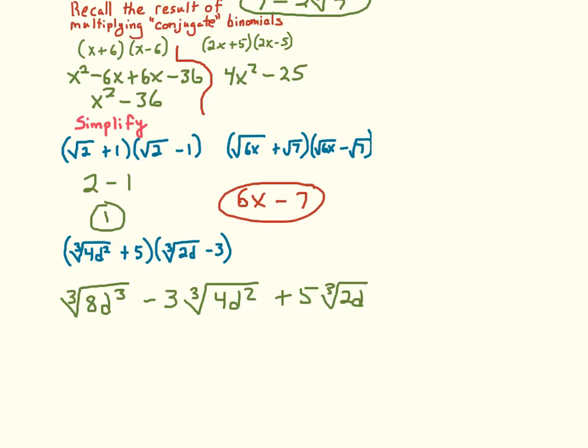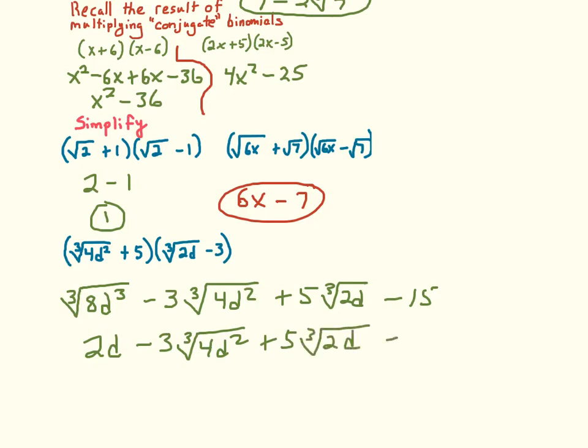and I'll have minus 15. Well, this first term here is a perfect cube. I've got 2d, and then there's nothing I can do with these, so I'm just going to write this just like so. I have non-like terms everywhere, so I have to leave it just like so.